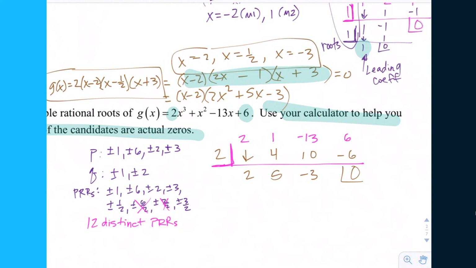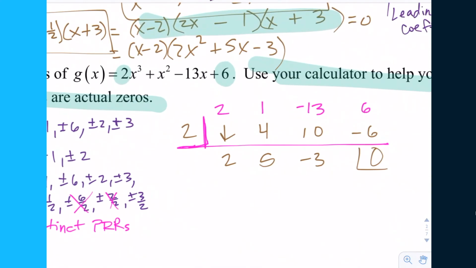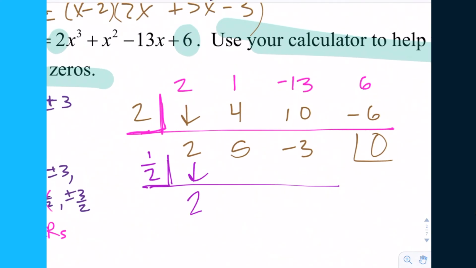So let's keep going. Let's do the 1/2 first. I'm going to keep going on the result. 1/2 right there. Notice you could redo the factor theorem if you wanted. The remaining factors are going to be factors of 3 over 2. Bring down the 2. 2 times 1/2 is 1. 5 plus 1 is 6. 6 times 1/2 is 3. -3 plus 3 is 0. So that's your remainder box. And so now this 2x plus 6 is your linear factor that's left.